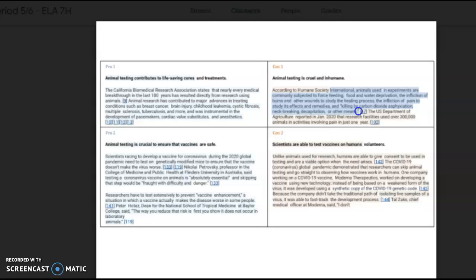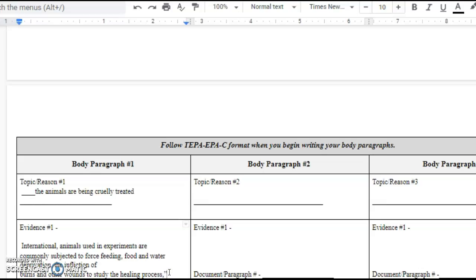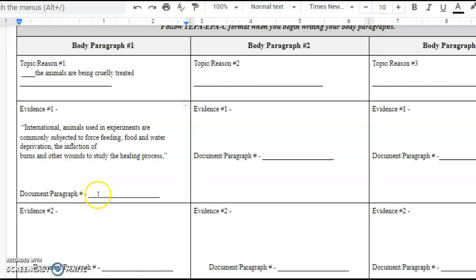That's a little bit of a big quote. I'm going to cut it right here where it says to study the healing process. I Control-C, and I'm going to bring that over here. Bam. Now I have this entire quote that I know I want to use. That's perfect for my argument. Right here, I'm going to put Article C, because that's where I grabbed this evidence from.